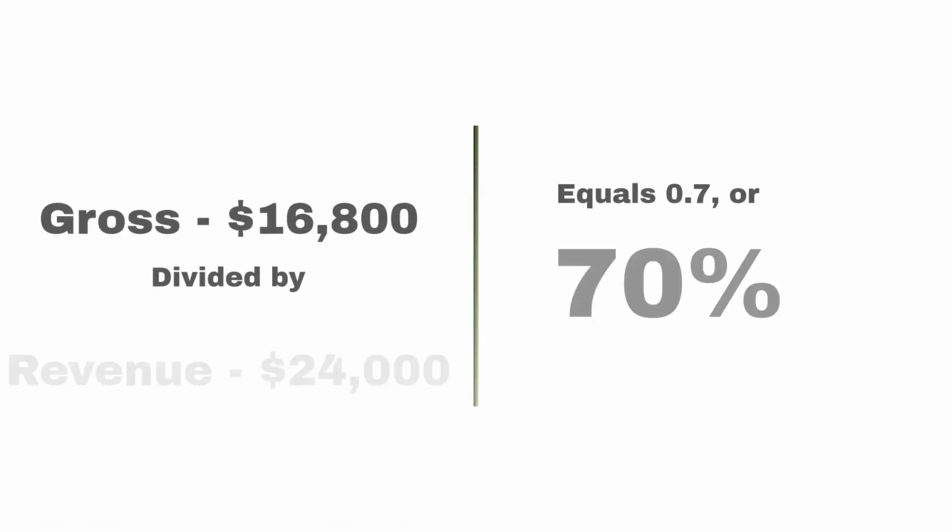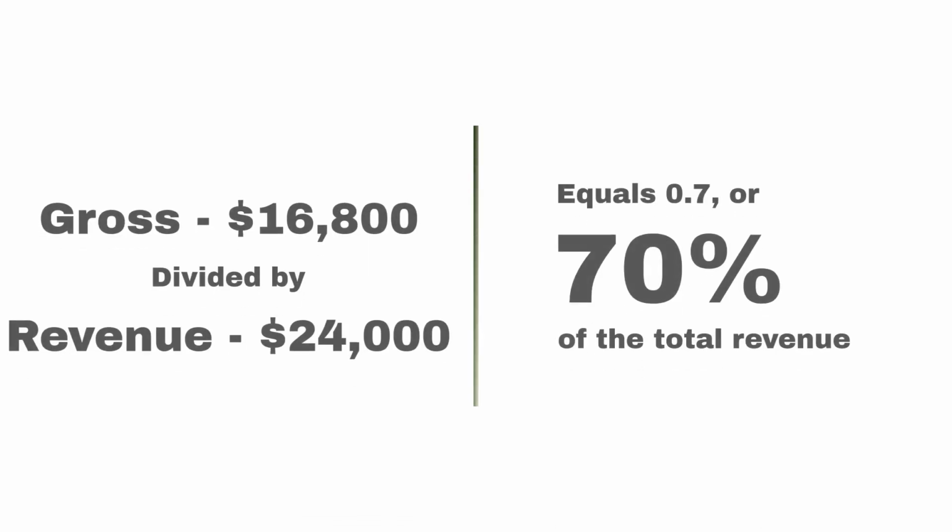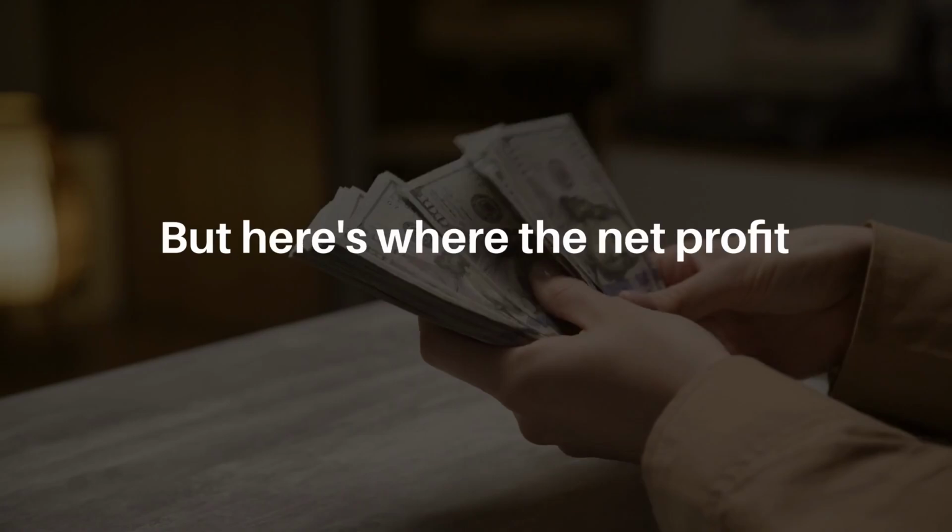To calculate this number as a percentage of the total revenue, we divide the gross profit, $16,800, by the total revenue, $24,000, and we get 0.7, or 70% gross profit margin. But here's where the net profit gets interesting.